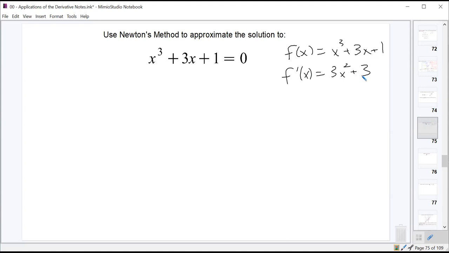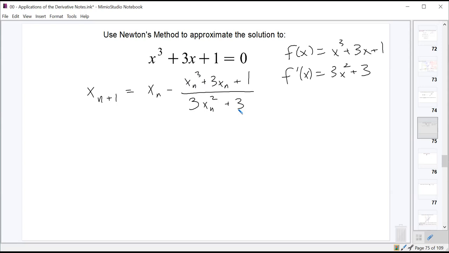And so now when we go in to write our formula, x sub n plus 1 is equal to x sub n minus f of x sub n. So that'll be x sub n cubed plus 3x sub n plus 1 over f prime of x sub n, which will be 3x sub n squared plus 3. And now we need the first guess for what our root might be.